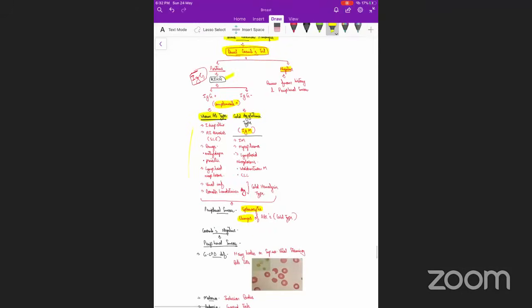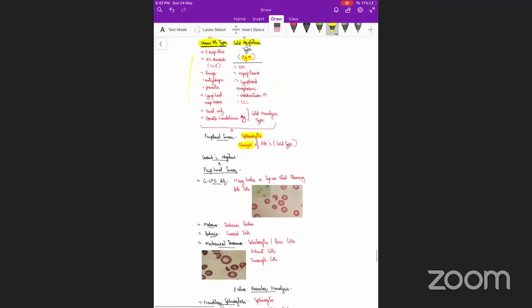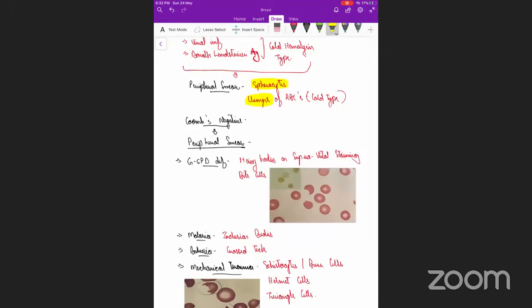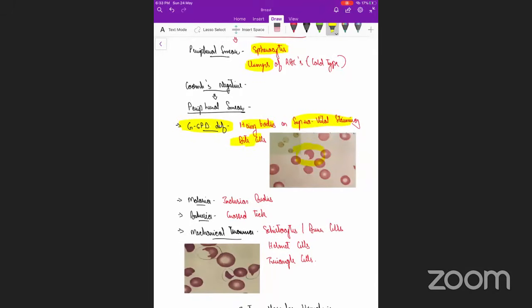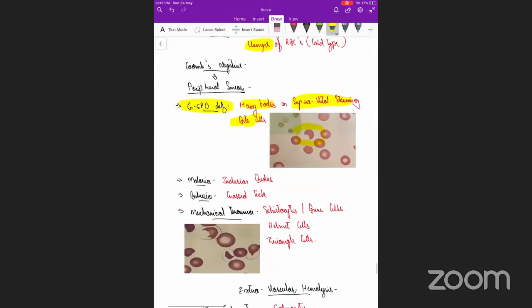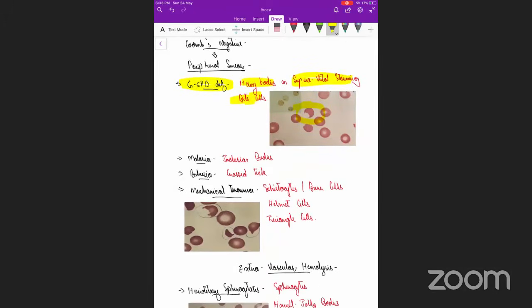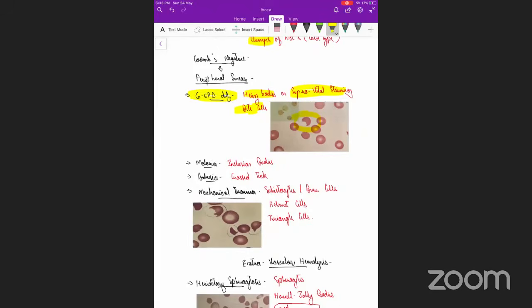If direct Coombs test is negative, then we'll do a peripheral smear and confirm the diagnosis. Like G6PD deficiency, you'll have Heinz bodies, usually on supravital staining, and bite cells. You will find a bite cell over here because the spleen has bitten onto it. That is causing this picture: the cell is not being destroyed properly, which has led to bite cells.